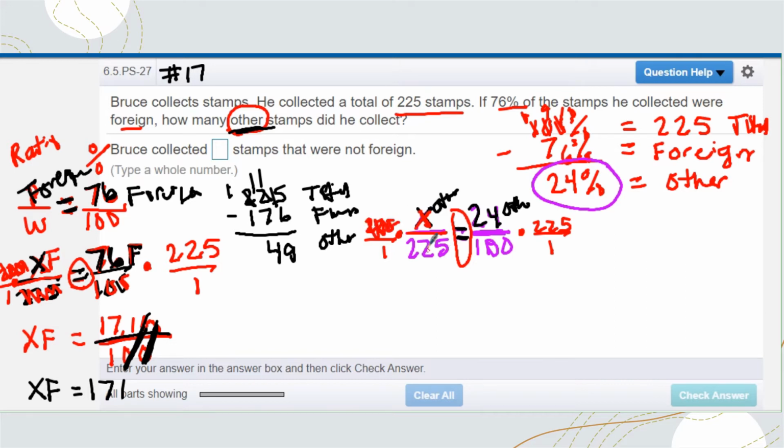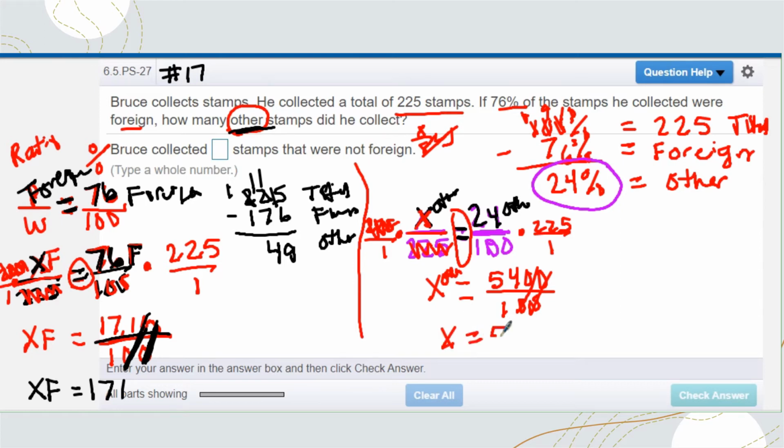Now, since I have 225 in the numerator and 225 in the denominator, it cancels out because anything divided by itself equals 1, just like 8 divided by 8 equals 1. So now on my right side, I just have x. I bring down my x, which represents other, is equal to, I'm going to go ahead and multiply this. So I have 24 for my numerator, 24 times 225, 5,400. And for my denominator, I have 100 times 1, which is 100. And once I get my value for x, it says x is equal to 54.